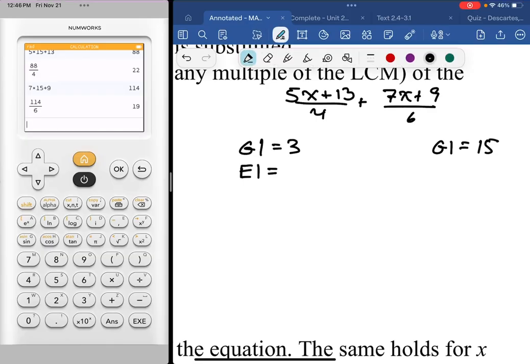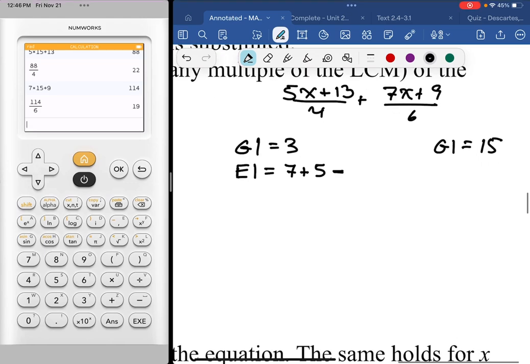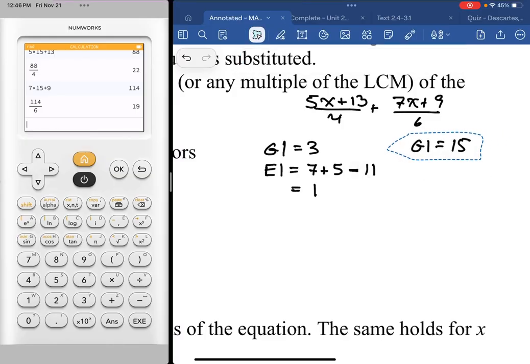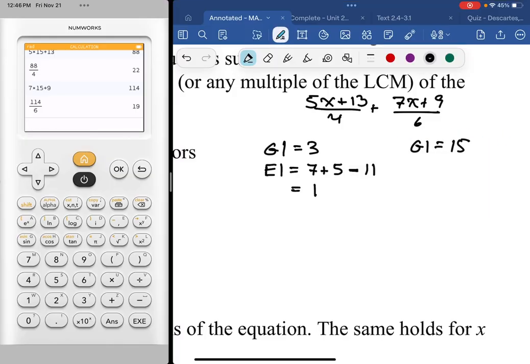All right, so I'm going to plug in the 3 first. Plugging in the 3 gives me 28 over 4, which is 7. 21 plus 9 gives me 30 divided by 6 is 5. And then I subtract off the right-hand side, which was 11. So that's going to give me a 1. I don't think I needed to slide this as far over, and I don't know why I labeled it G1.